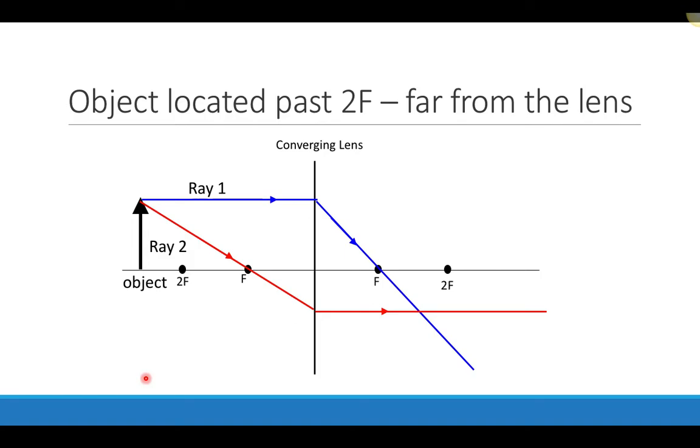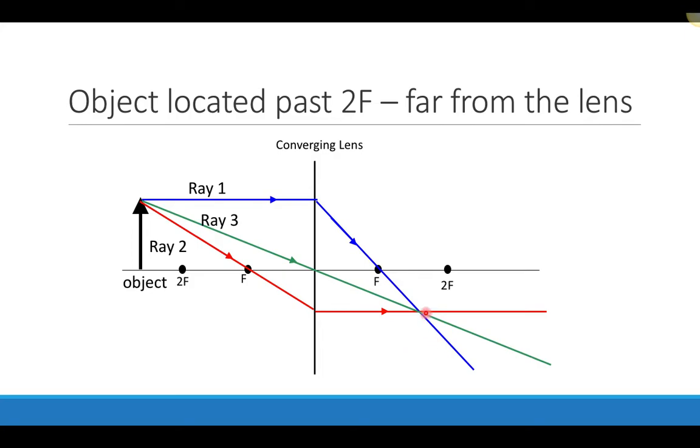And then finally, I have a ray of light that leaves the top of the object, passes through the center of curvature, passes through the center of the lens and the principal axis and just continues straight without refracting.